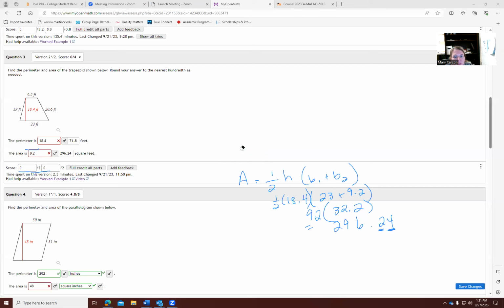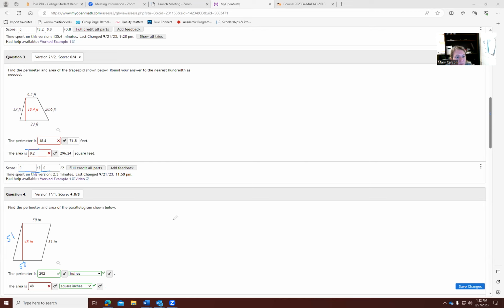Again, most of these questions are pretty straightforward. So if you already had your notes written down and you look at the videos, you should not have had to spend so long on these questions. All right, find the perimeter. Again, perimeter is all the outside. If we know that this is 50, this is going to be 50. If this is 51, this is going to be 51. And I'm going to take 50 plus 51, plus 50 plus 51. Add all those up, you get 202.